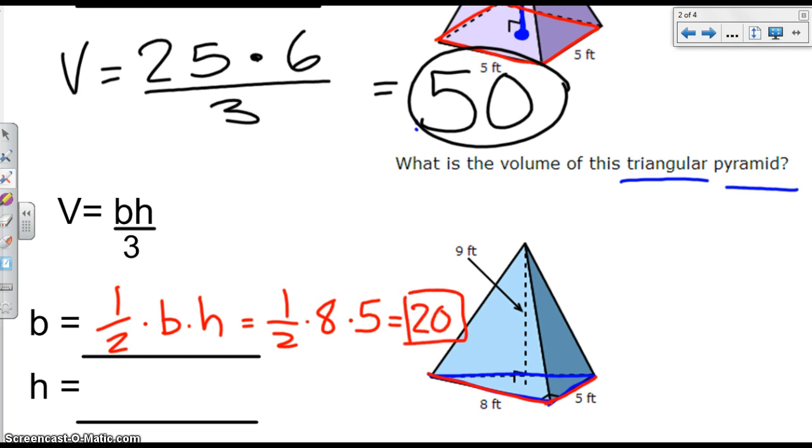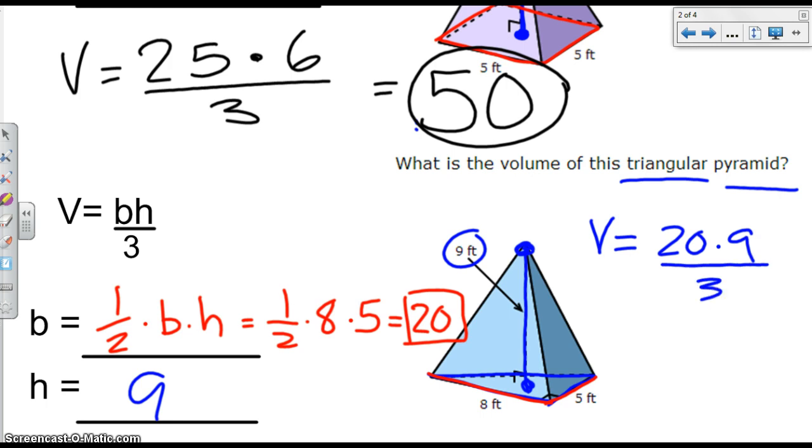There's the 20. And now let's look at the height of the whole pyramid. And Siegel's going to show you this in blue. The height of the whole pyramid is labeled by that 9. So the height's going to be 9. And now we just plug it into that formula that we had before. So we have volume equals, for B we're going to plug in 20. For height we're going to plug in 9. And we'll put it over 3. And your final answer will be 60.